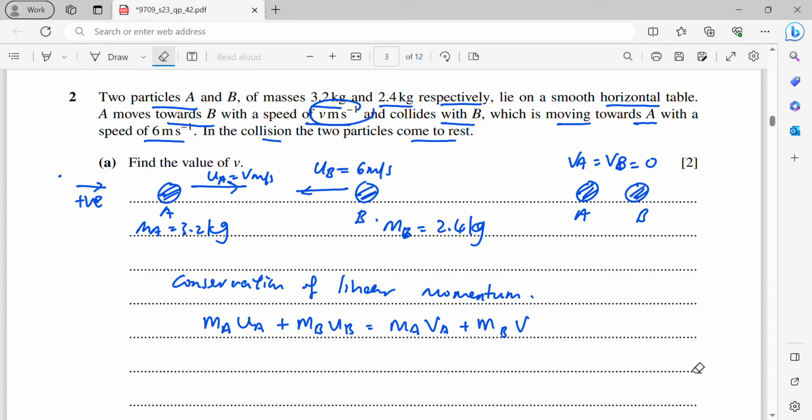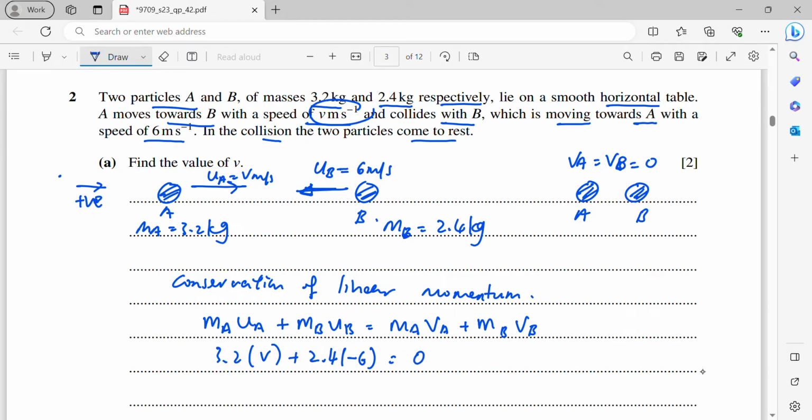Alright, so from here, m is 3.2, the uA is v, plus mB is 2.4, the uB, look at the arrow, is in the opposite direction as the A. That means I have to write minus 6. So when you label the diagram, it should be positive. But then after the collision, both come to rest. That means here will be 0.